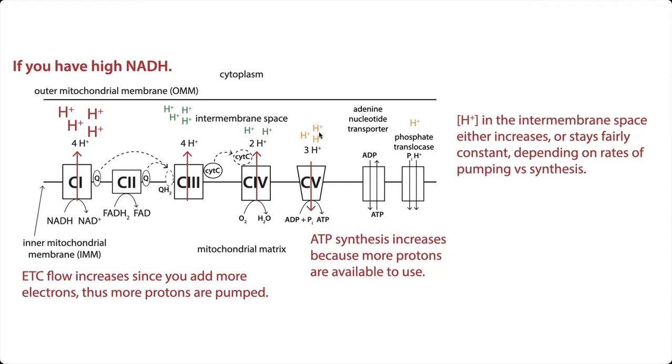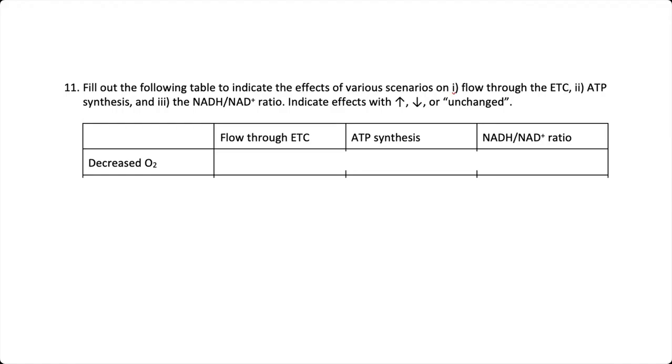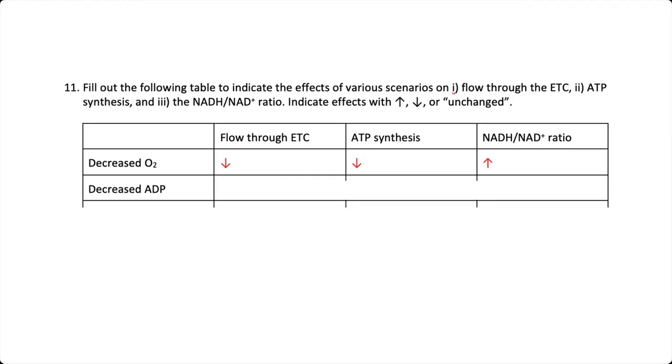We're going to be having more protons to power more ATP synthesis. And if we have a lot of fuel, and this is working efficiently, we can generate a lot of ATP. Conversely, if we don't have NADH, we don't have fuel, we can't make that. So with our oxygen, decreased oxygen is going to lead to decreased flow through the electron transport chain, decreased ATP synthesis, and an increased NADH to NAD plus ratio.